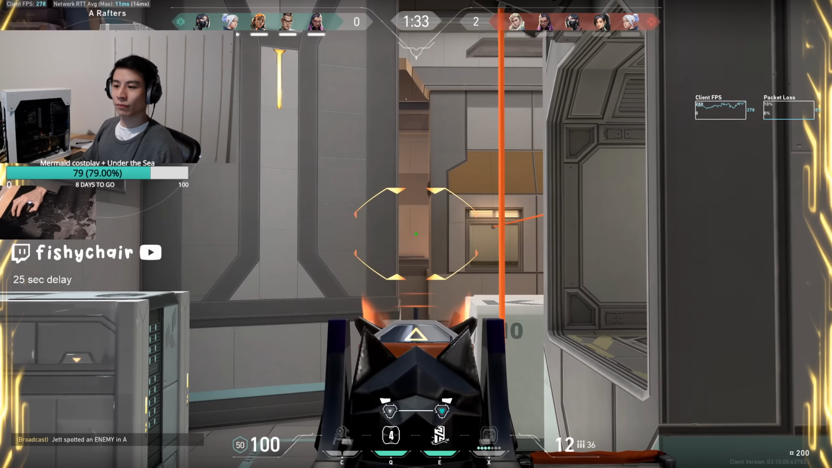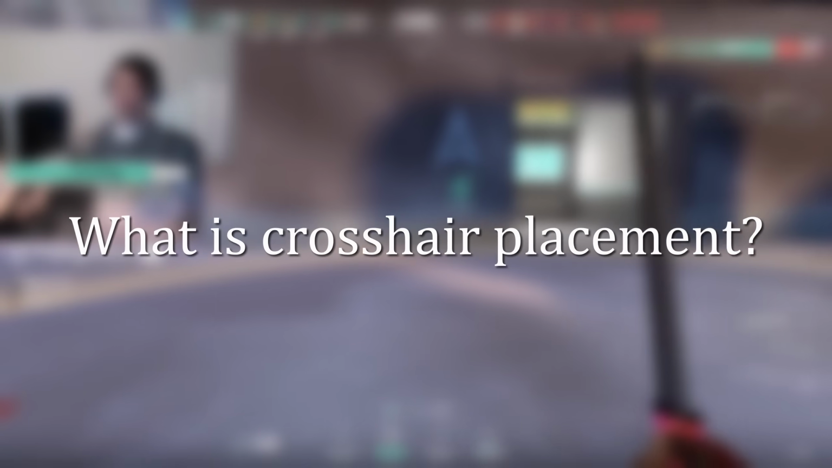Hey guys, today I'm going to be talking about crosshair placement. What is crosshair placement? Crosshair placement is defined as the location of your crosshair at a given time. Why is this so important?